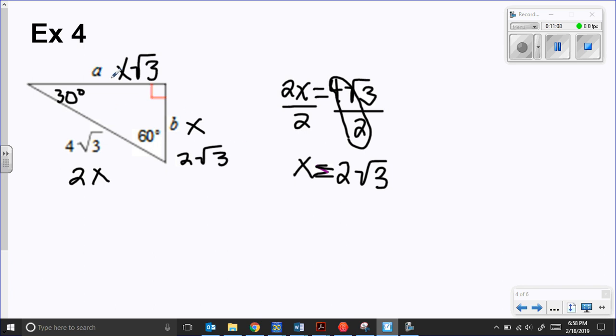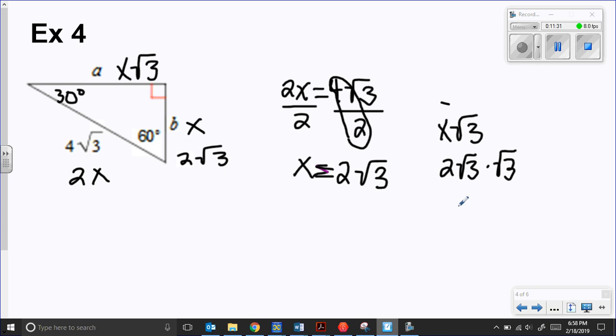And now let's find A. So now that we have X, we need to plug it in for X times the square root of 3. So we have X times the square root of 3, and we're going to plug in our X value. So our X value is 2 times the square root of 3, times the square root of 3.